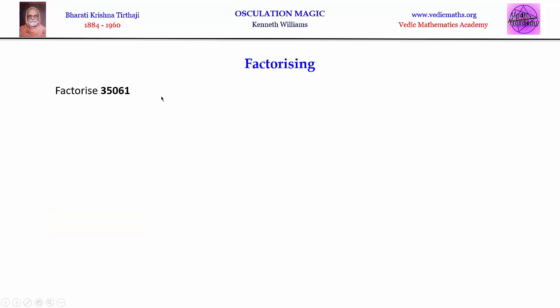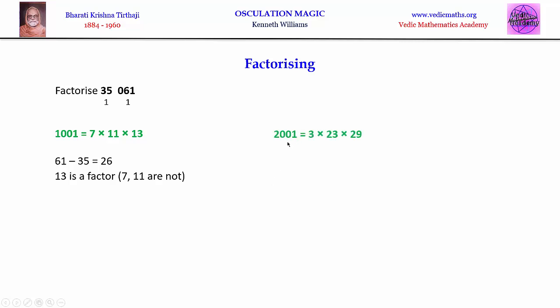Let's just apply this to this number here. We'll use the same number again, 1001. So 1001 means we first of all split it apart like that, and then put the ones underneath, cross multiply and subtract. 61 take away 35 is 26. Well, we've only got one factor, so we could try another special number. What about this one?